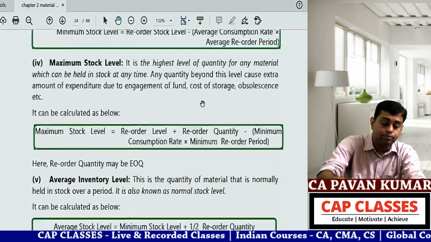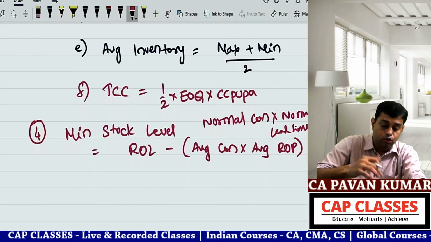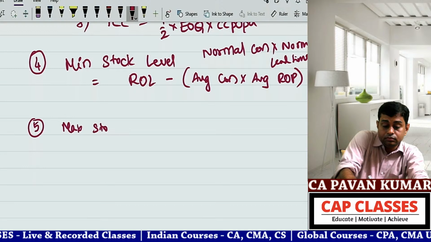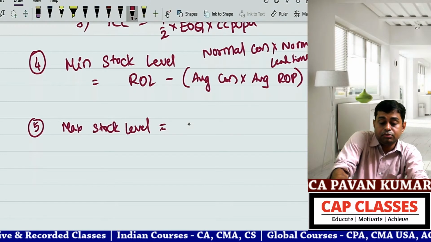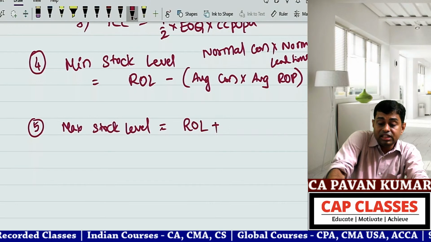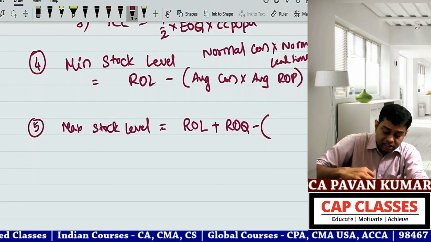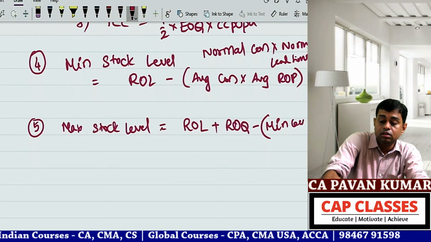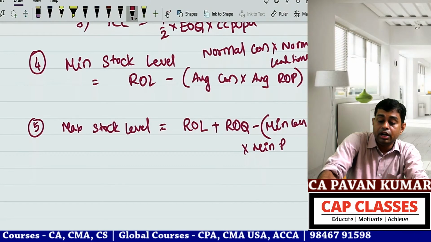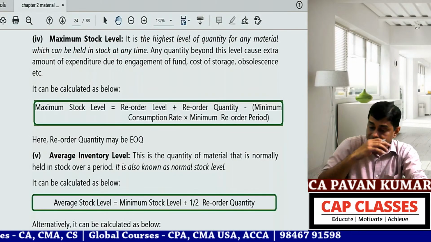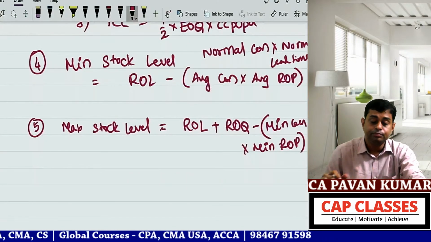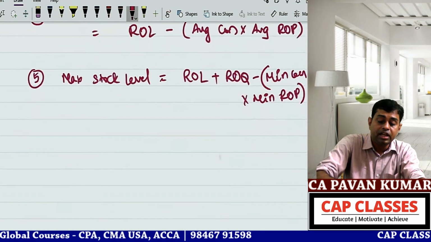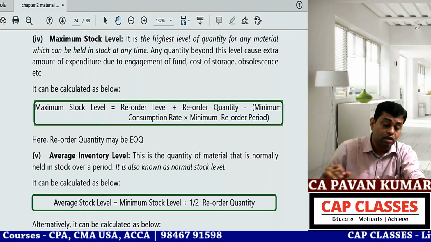This is the fourth formula. 5, maximum stock level is equal to ROL plus ROQ minus minimum consumption into minimum reorder period. ROL plus ROQ minus minimum into minimum. That is maximum stock.